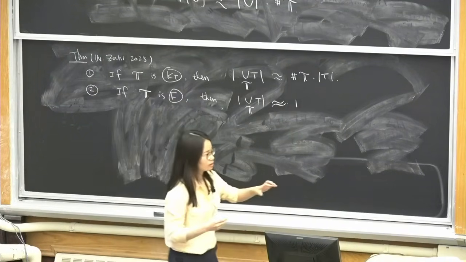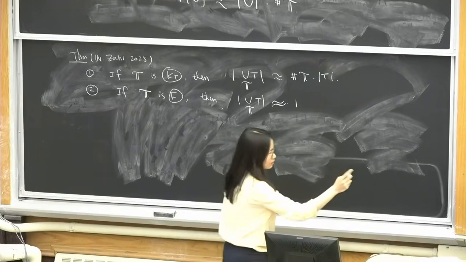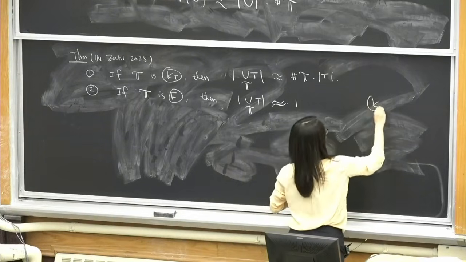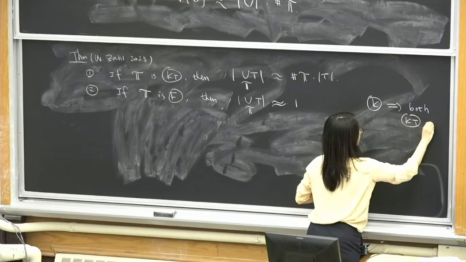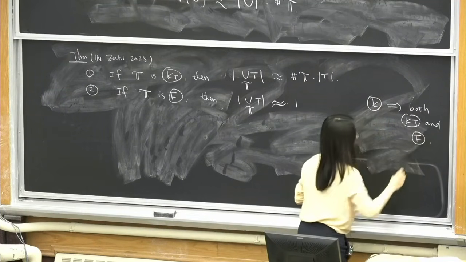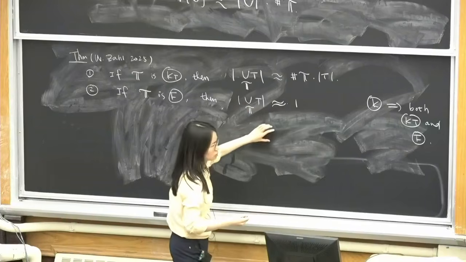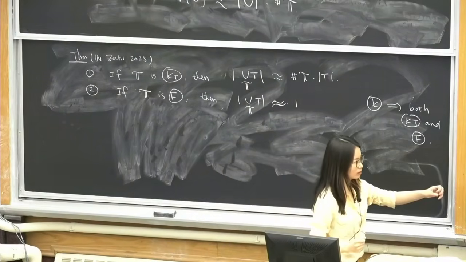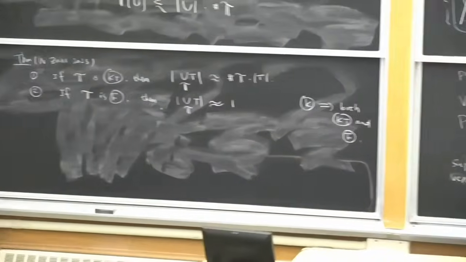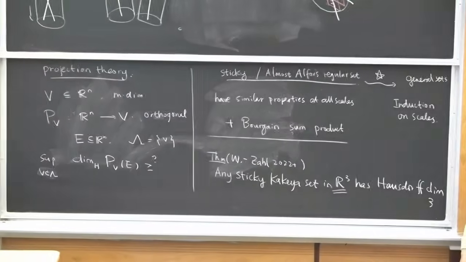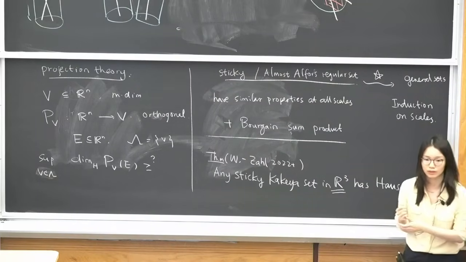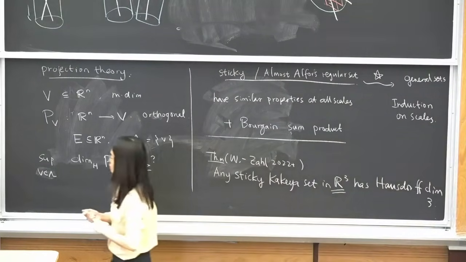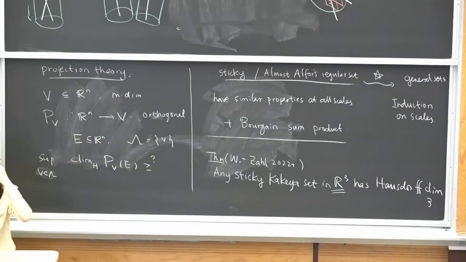And one can show that the Kakeya assumption implies both Katz-Tao and Frostman axioms. So in particular, if a set of tubes satisfies the Kakeya assumption, then the conjecture is true: the union of those tubes in T should have volume approximately 1, up to subpolynomial powers of delta. Okay. Are there any questions about it?